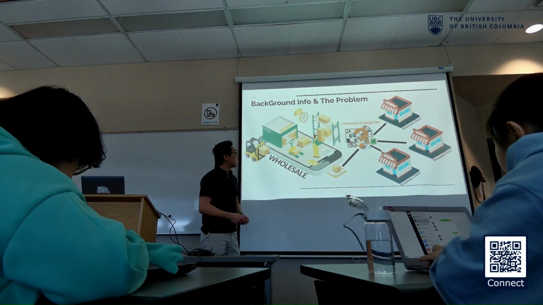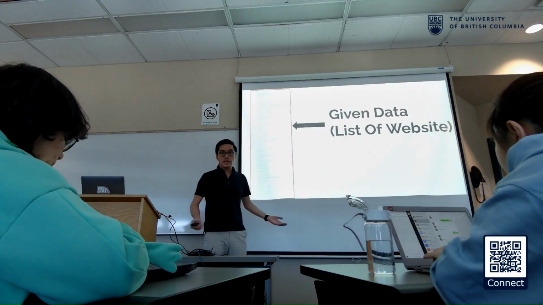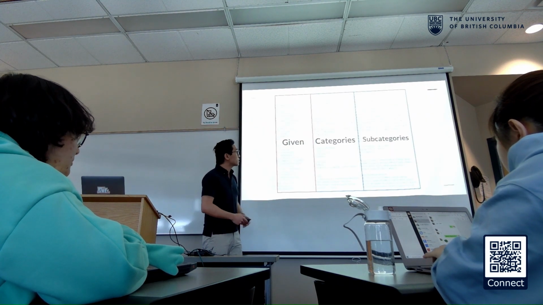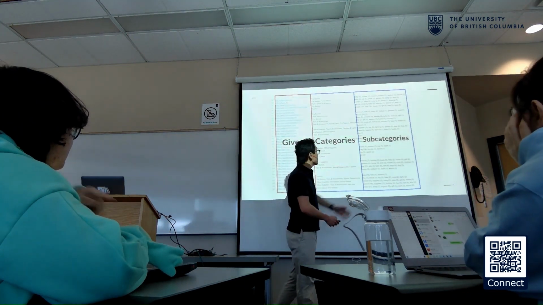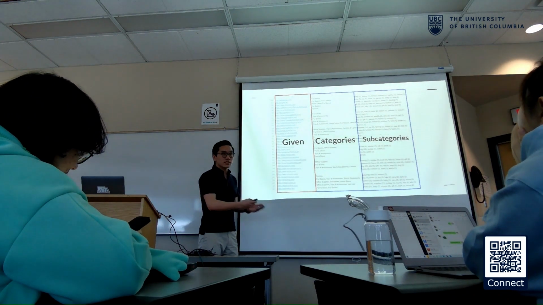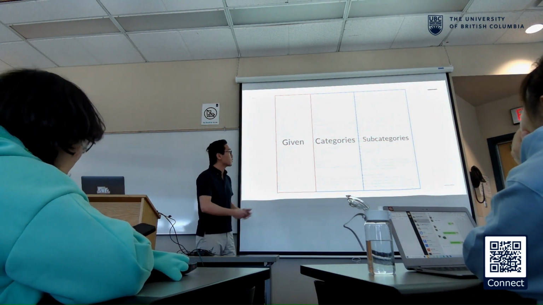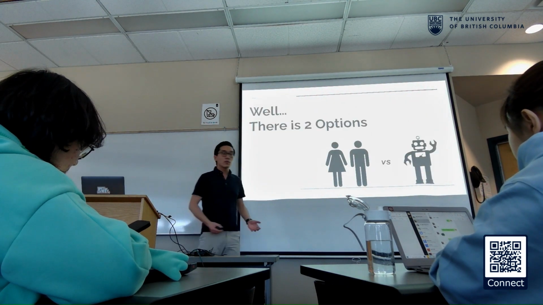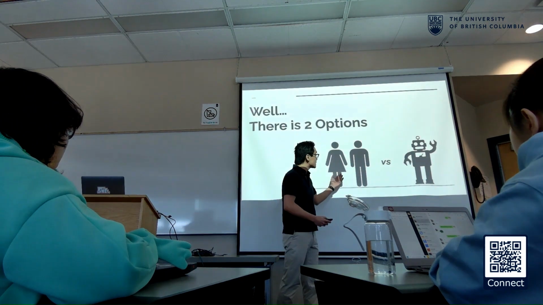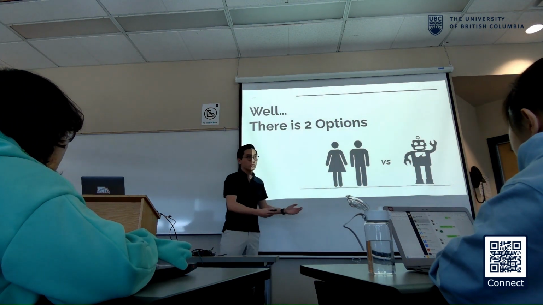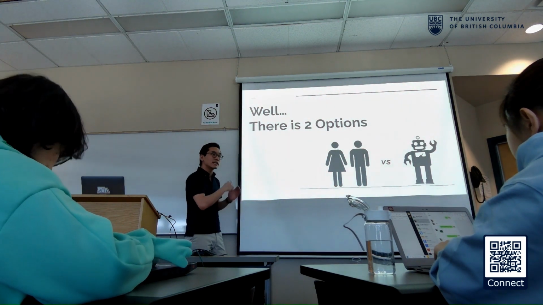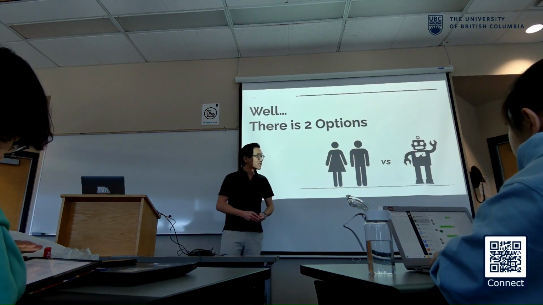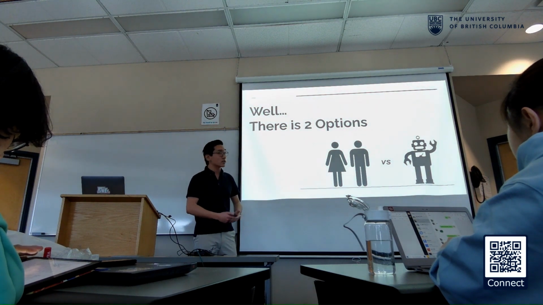Who knows, right? So what you do is you gather a list of data from online, a list of websites, and what you want to do is to classify them into a category and subcategories, so that you can pass it to the sales team and operation team for further development. So how can we do that? Well, there's two options. We can either hire a team of people to manually classify them into different groups, going into individual websites, looking at what they're selling and then classifying them, or you can automate this process by developing a bot.